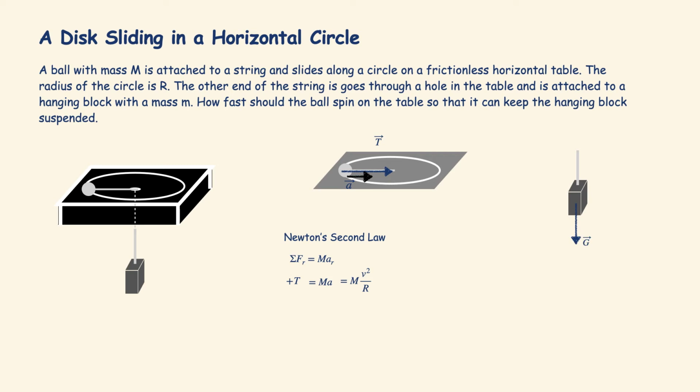Let's see what happens on the other end with the block that is hanging from the rope. Here we have gravity pulling it downwards and tension holding it up. So if we want that block to be suspended, in other words, it's not going up or down or falling down, then we need the acceleration of that block to be zero. So applying Newton's second law for the vertical components of the vectors here on this diagram, we get the following equation: plus T minus mg has to be equal to 0.